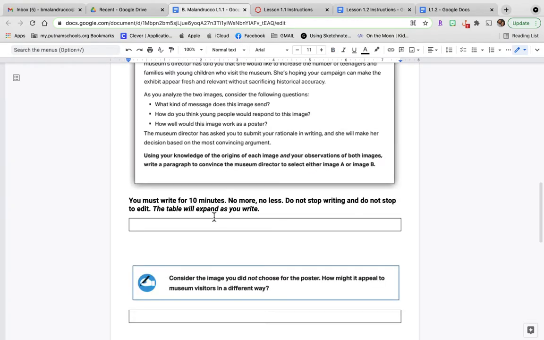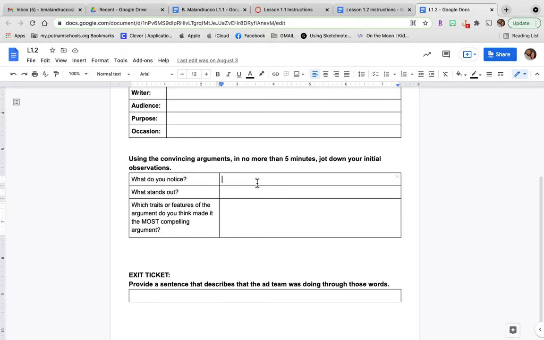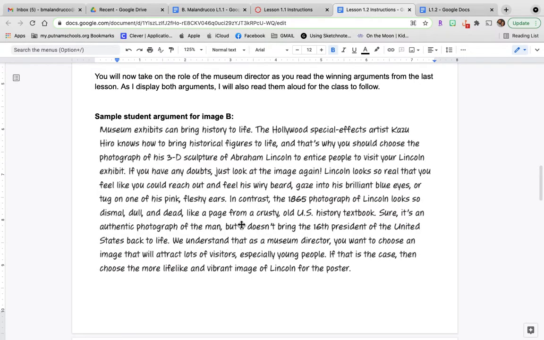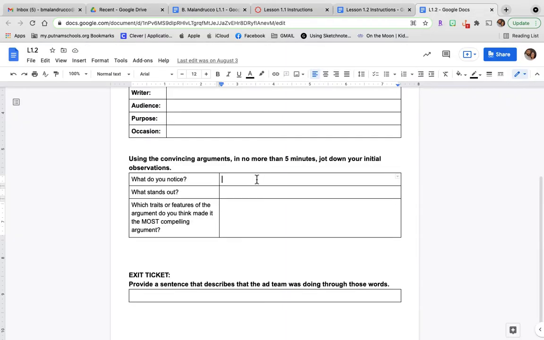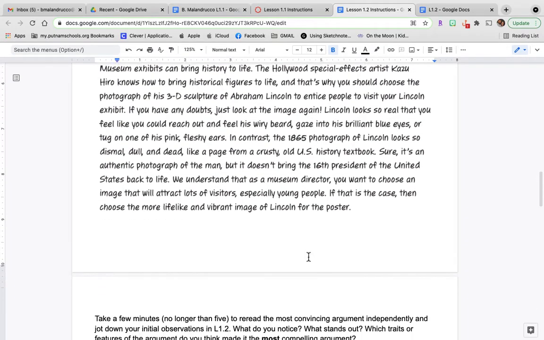Go back to your argument here and then proof it. Come back to 1.2. What do you notice about your argument? What stands out about your argument? And which traits or features of your argument make it the most compelling? If you believe that this is the better argument, same thing. Reread it again and answer these questions regarding that most compelling argument. Once you're done, and that should only take you about 10 minutes.